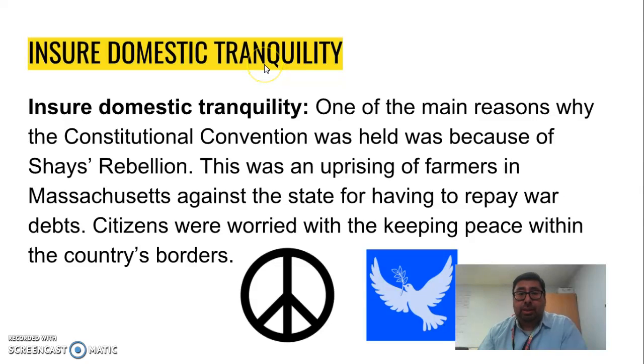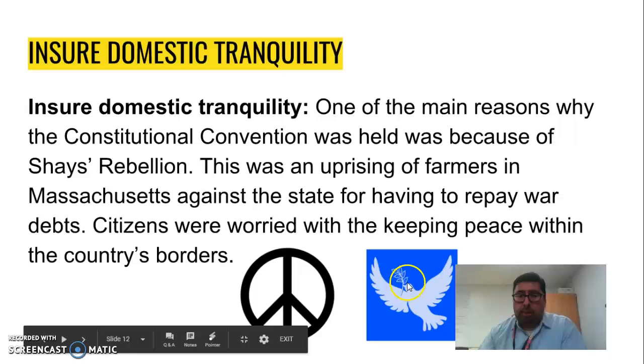Ensure domestic tranquility. Tranquility is another word for peace. So that's why I have the symbol for peace and the dove, which is also a symbol for peace. One of the main reasons why the Constitutional Convention was held was because of Shays' Rebellion.